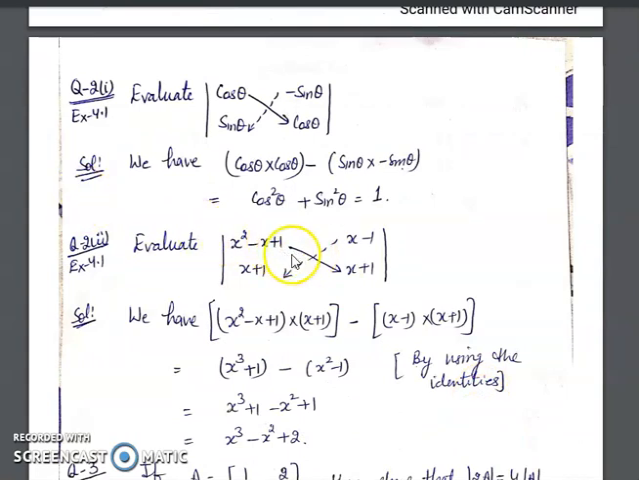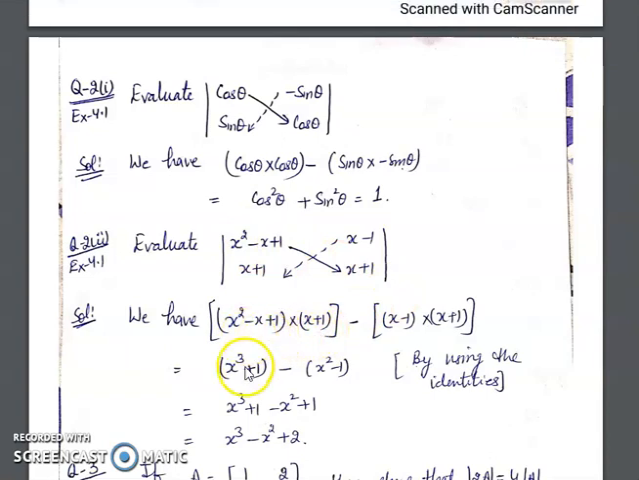Remember the order of the multiplication. Multiply these two minus multiply of these two elements. Remember, it is the identity of x cube plus 1: x square minus x plus 1 into x plus 1. It is the identity of x cube plus 1.